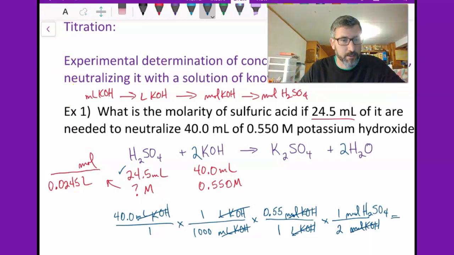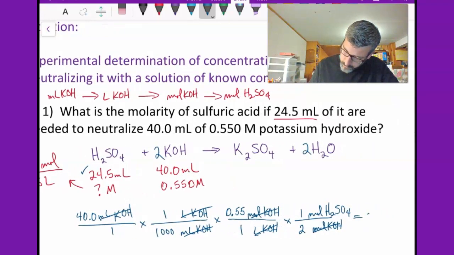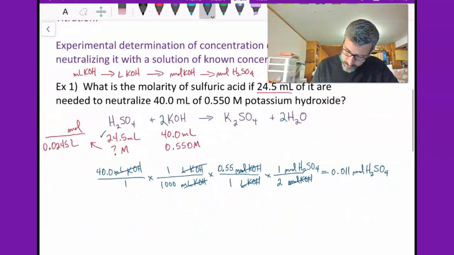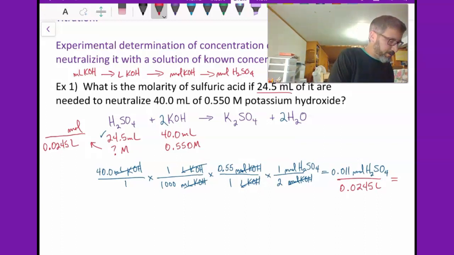And so then we get out our calculator, and I got 0.011 moles of H2SO4. And then I'm going to go ahead and just bring this down. So way back here, we said that if we could find our moles, we would just put it over the liters, and that would give us our molarity. So I'm going to go ahead and do that. I'm going to take my 0.0245 liters and just divide that.